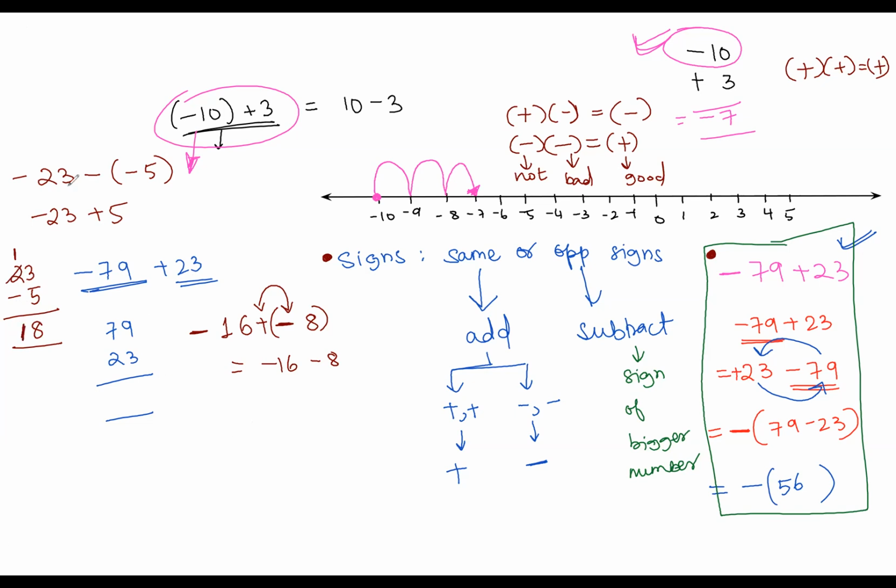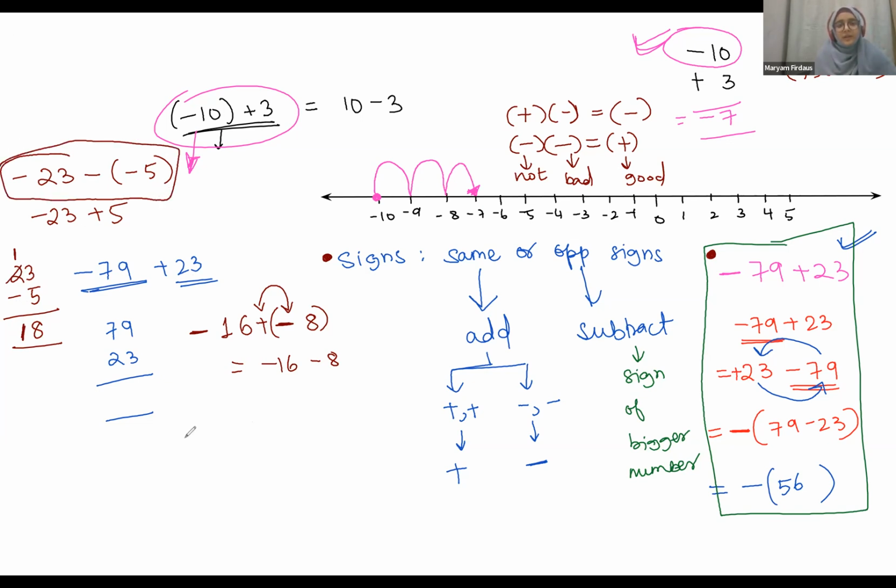So now can you tell me the answer to this? Minus 23 minus 5 is equal to minus 23 plus 5. Yes. Very good. That is 18. Sorry, that is 23 minus 5, and that is 18.